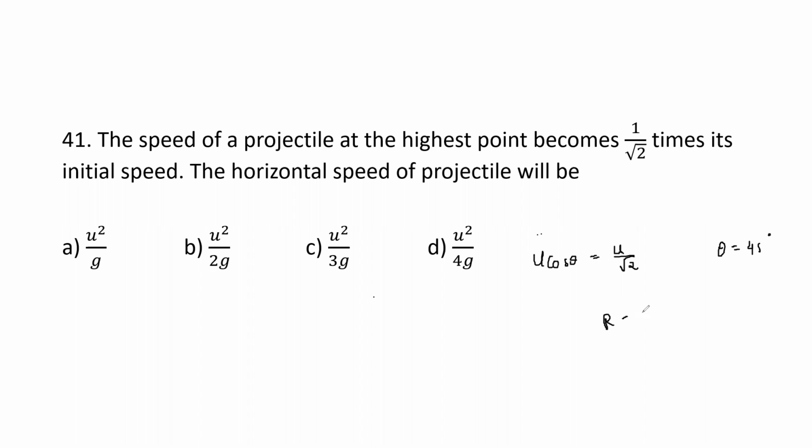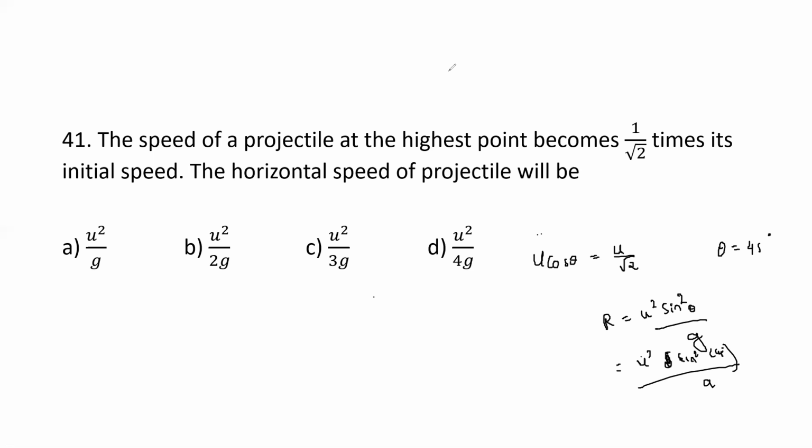So the horizontal range R is equal to, what is the formula? That is u square sine square theta divided by g. Therefore, substitute the value here. This is u square, and sine square theta is sine square of 45, divided by g.